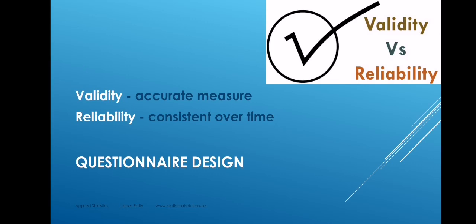The second characteristic of a good questionnaire is that it's reliable. That is, it is consistent over time. If the same questions were asked of the same people a short time later, they would give the same answers. This is called reliability. So a good survey has got both validity and reliability.